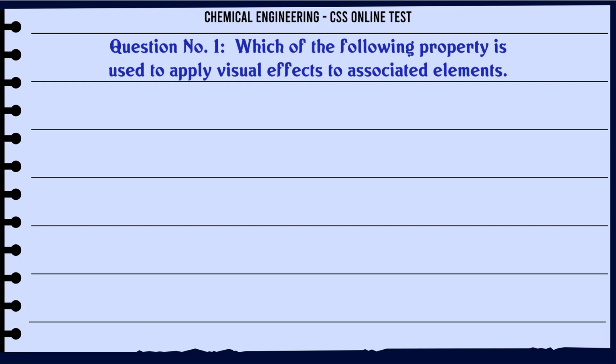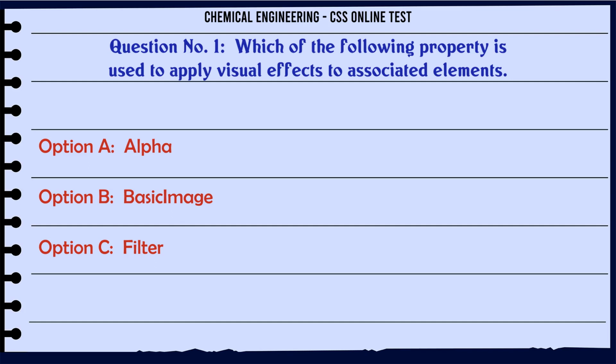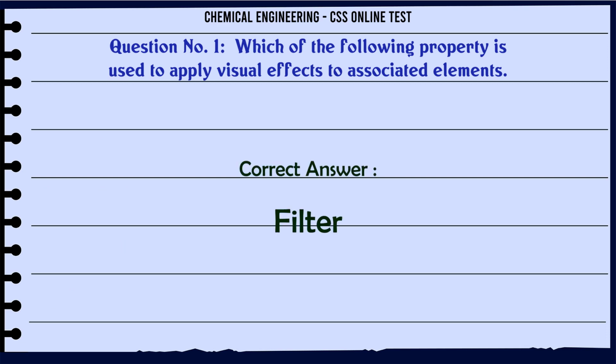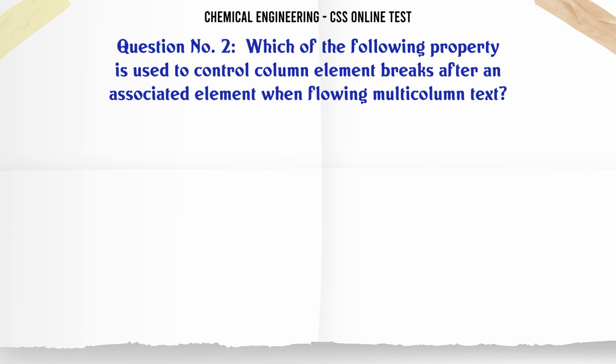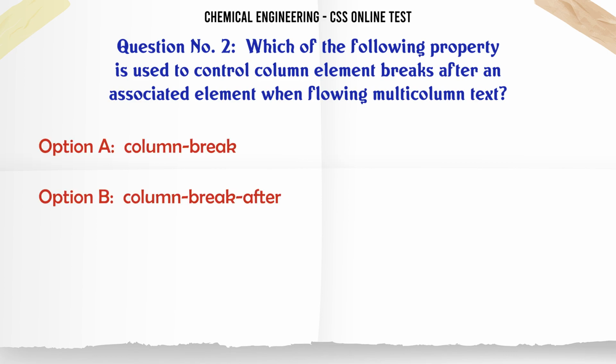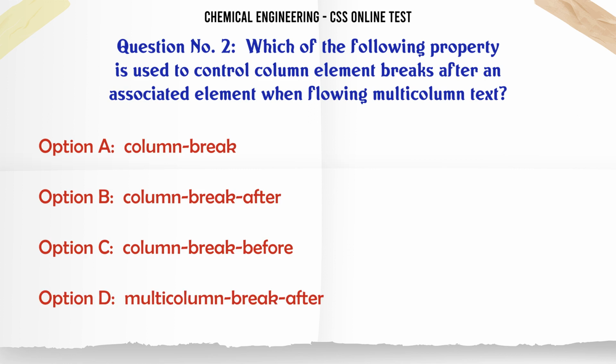Which of the following property is used to apply visual effects to associated elements? A. Alpha. B. Basic image. C. Filter. D. Blur. The correct answer is filter. Which of the following property is used to control column element breaks after an associated element when flowing multicolumn text?